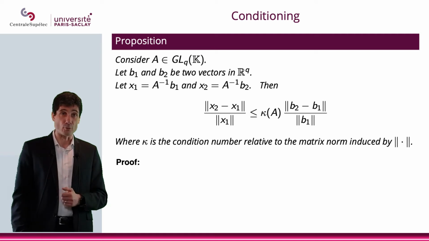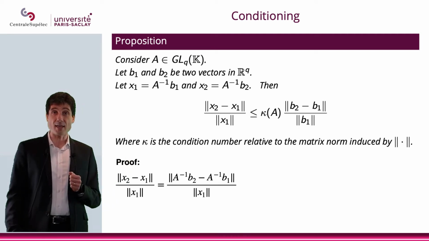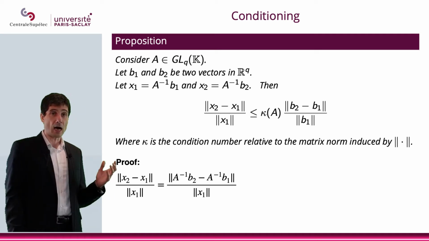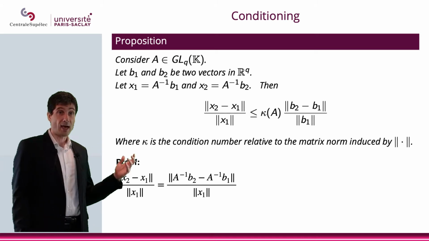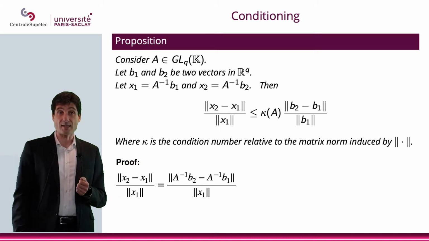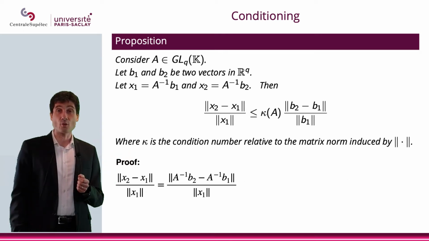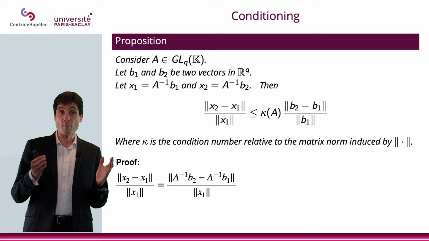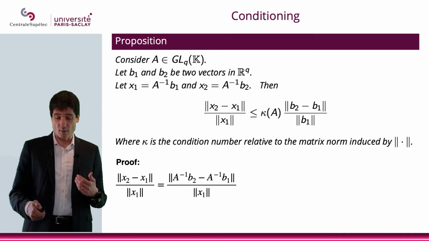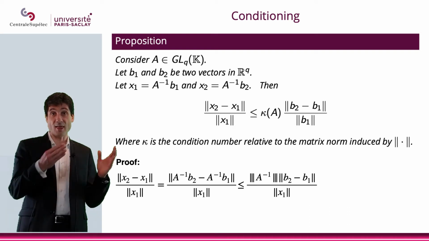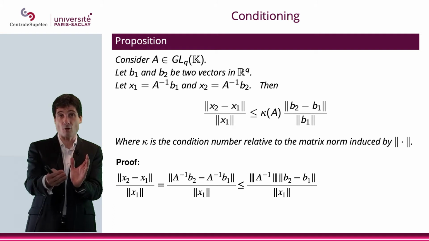Actually, it's very easy to prove. What I'm saying is that if you look at the norm of x2 minus x1 divided by the norm of x1, which hopefully is not 0, then simply x2 can be written as A inverse b2, and x1 can be written as A inverse b1. In other words, the norm of x2 minus x1 is simply the norm of A inverse applied to b2 minus b1, which obviously will be smaller than the norm of the matrix A inverse multiplied by the norm of b2 minus b1.